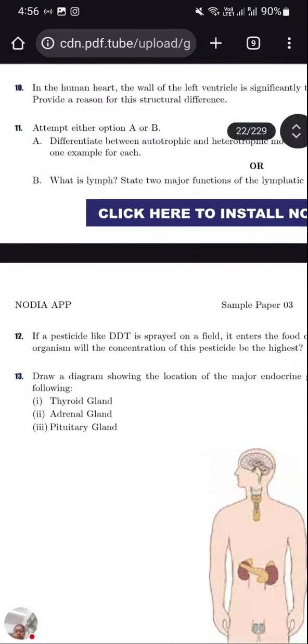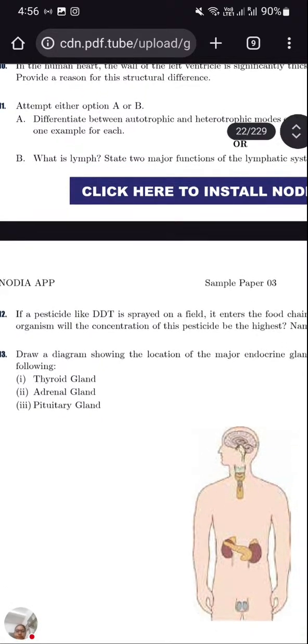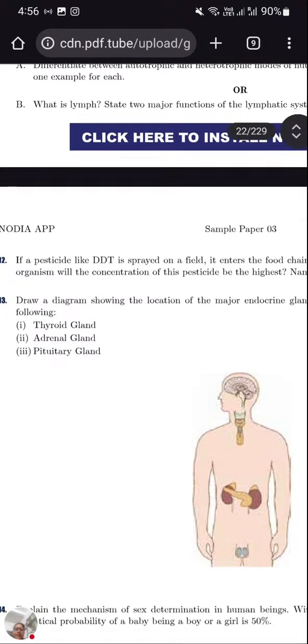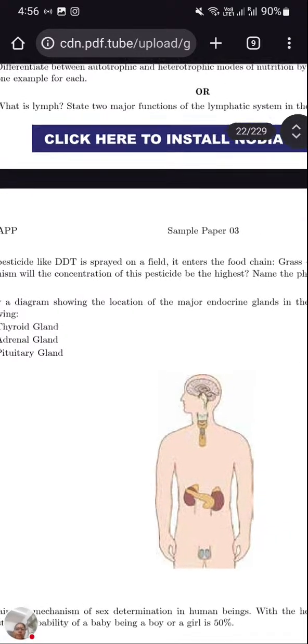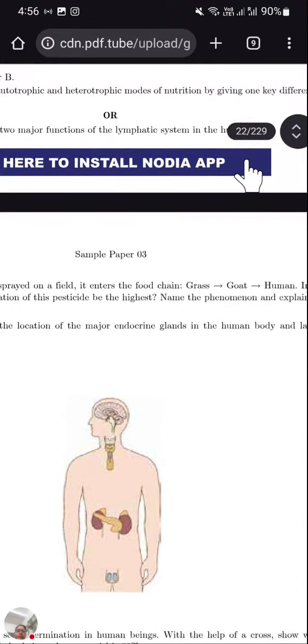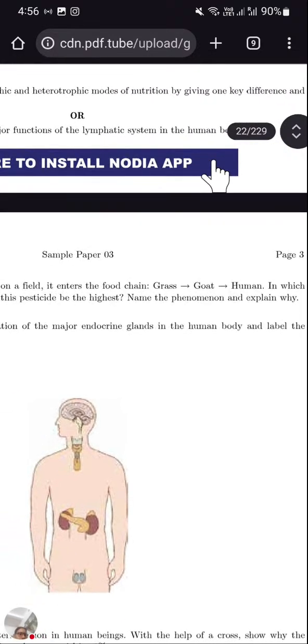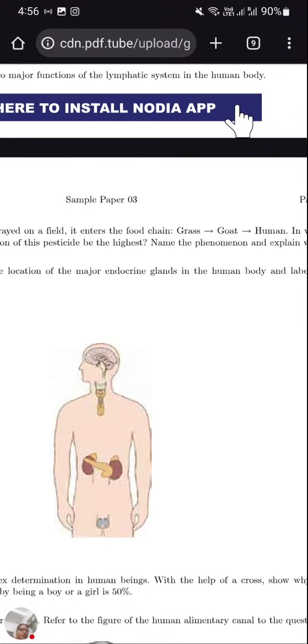Next question, question number 12. If a pesticide like DDT is sprayed on a field, it enters the food chain: grass, goat and human. So how are the pesticides entering into the food chain? Pesticides are sprayed on producers. So here grass, like any crop field, they are sprayed. So that is eaten by a herbivore. The goat is eating it. Then later on, from the goat, in the form of the food chain, it will enter into human beings.